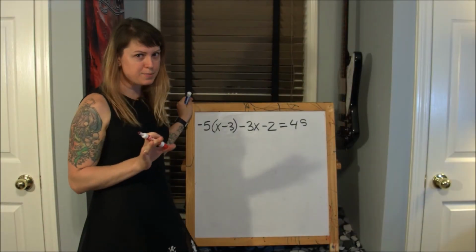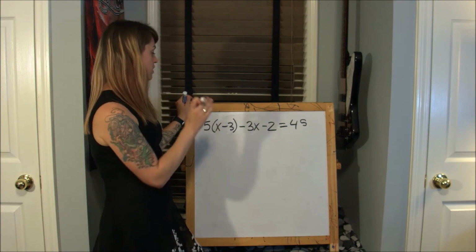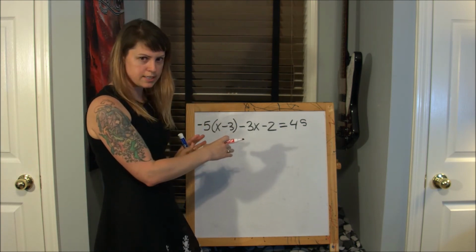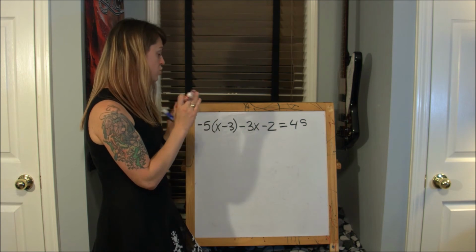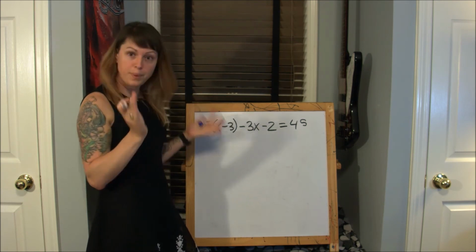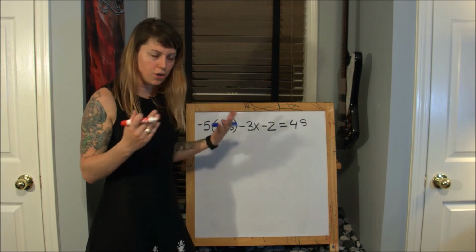All right, so this problem has a little bit of everything. I've got a distributive property, I've got like terms on the same side, and I'll have 2 other variables I have to deal with. But we're just putting everything we did all in one problem.